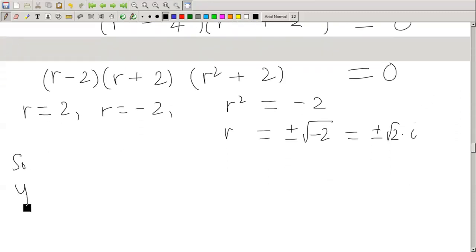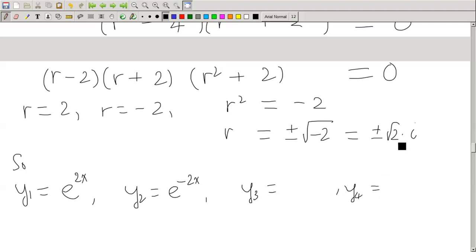So y1 is e to the 2x, y2 is e to the negative 2x, y3 and y4 come from the complex root here. It is of the form 0 plus or minus square root of 2 times i. So no exponential, but we have cosine and sine. So cosine of square root of 2x and sine of square root of 2 times x.